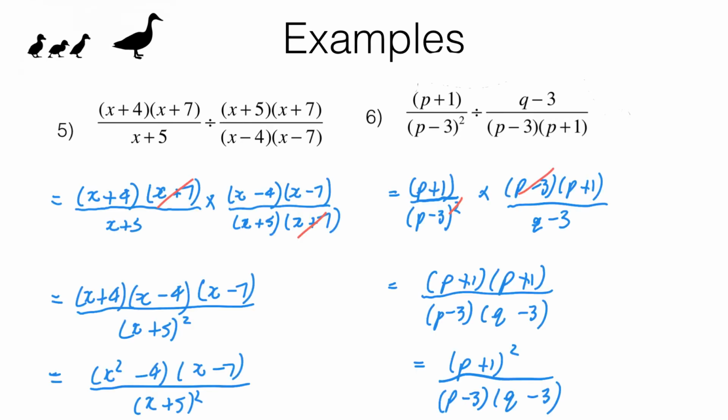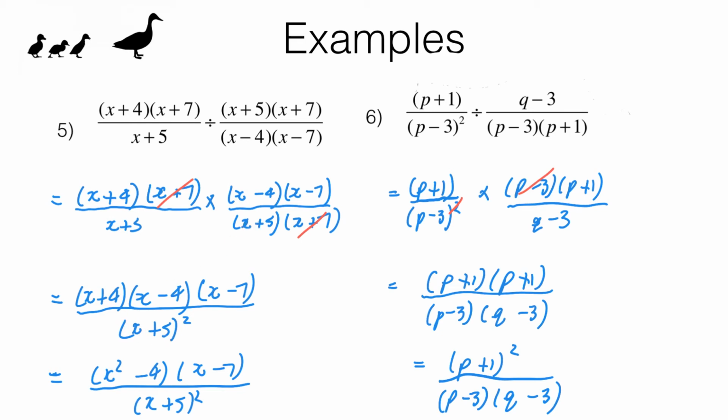So starting with example 5, I have replaced the divide by sign for a multiply by sign, and I have reciprocated the next fraction. I can then see common factors of x plus 7 that will simplify. So I'm then left with x plus 4 times x minus 4, x minus 7 as my numerator, and x plus 5 multiplied by x plus 5, which is x plus 5 squared.